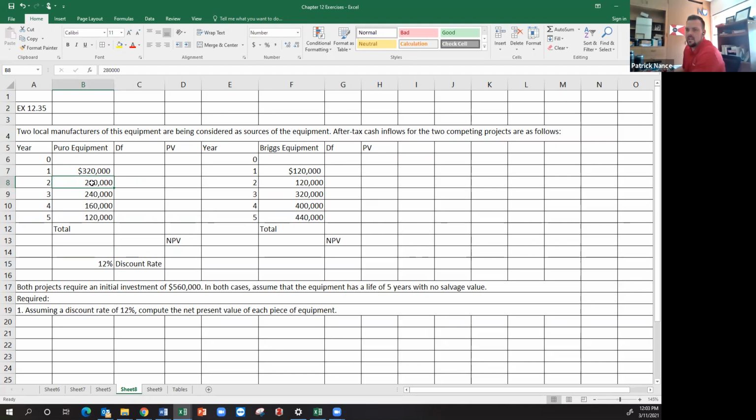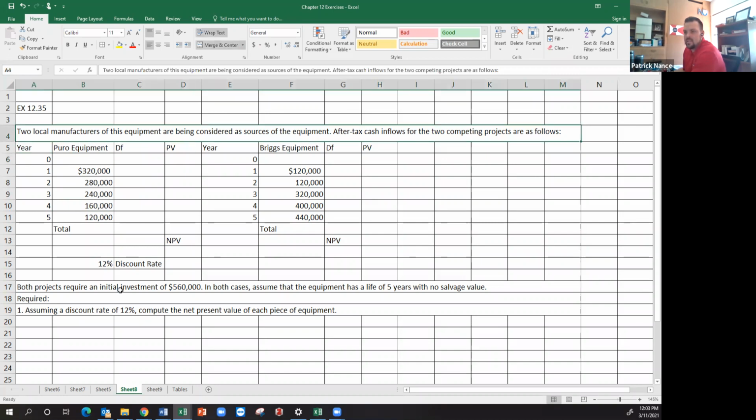I want to know what $280,000 2 years from now is, discounted back to present value, what $240,000 is 3 years from now discounted back at a rate of 12% today, and so on and so forth. So effectively, I need to take each and every one of these numbers and discount them back to what the present value is.